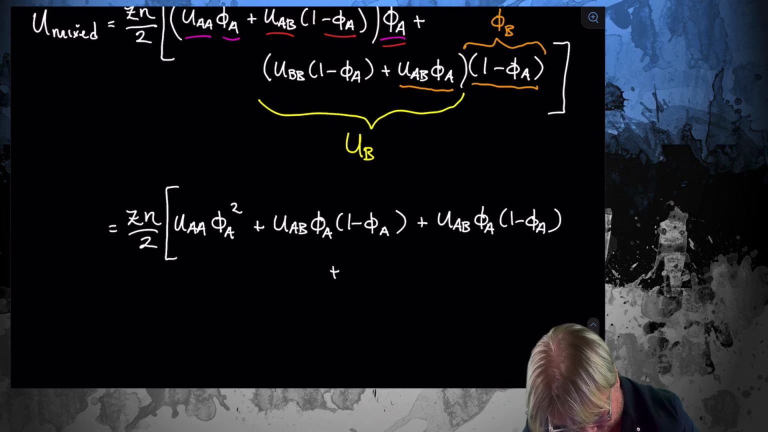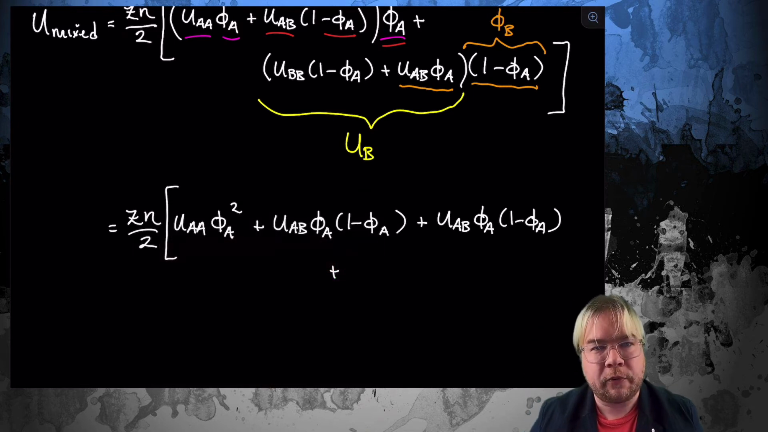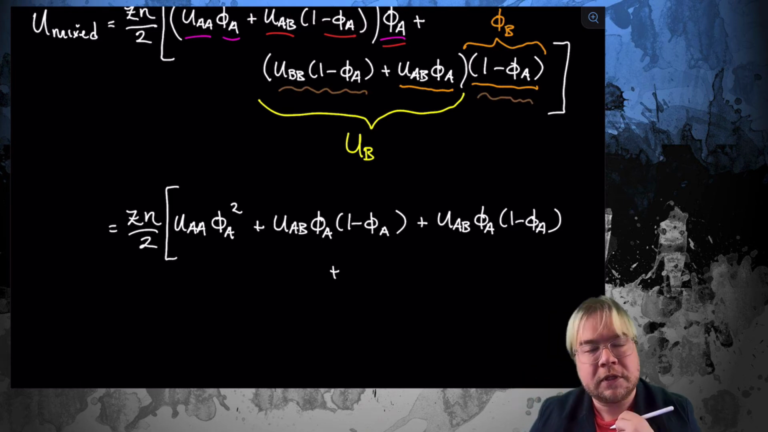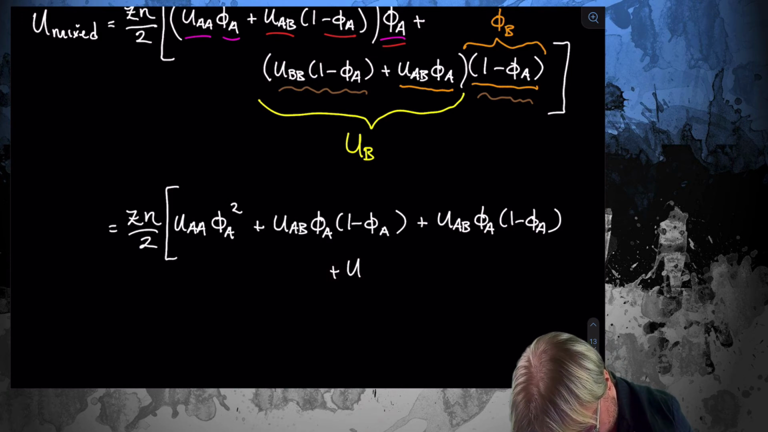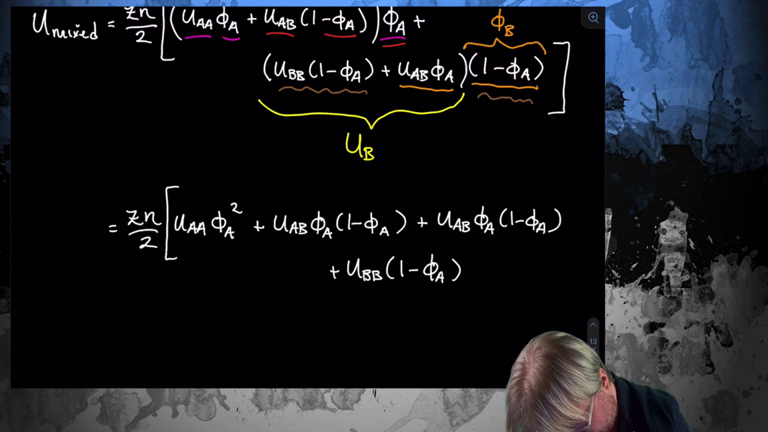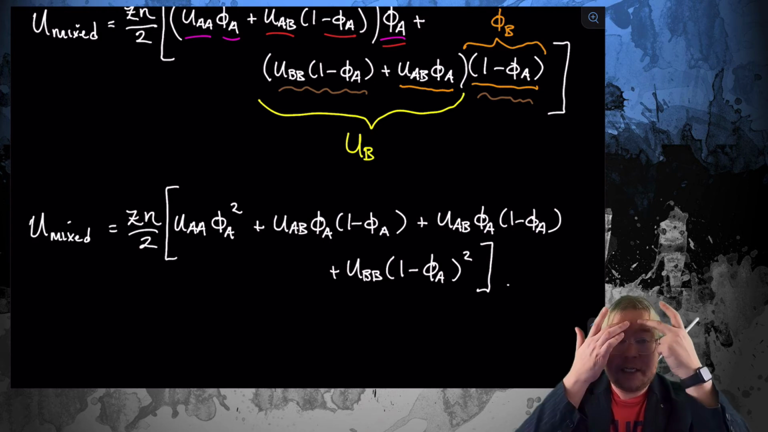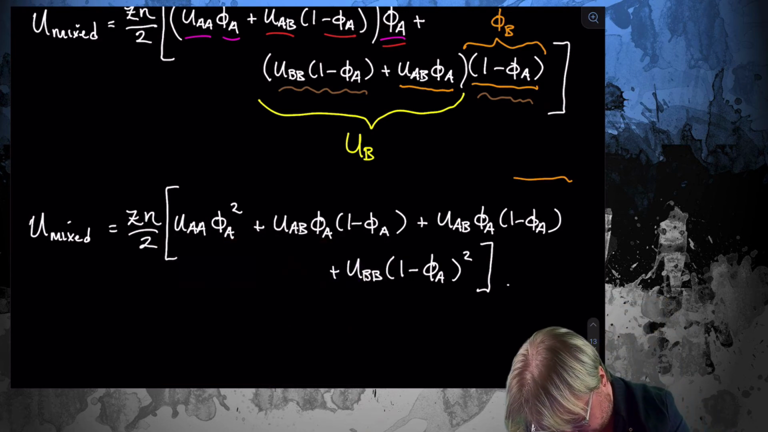And then one last term, which you can see, brown, let's pick brown. UBB times 1 minus phi A times 1 minus phi A. So one last term, UBB 1 minus phi A squared. And that is the energy in the mixed state, or that is the energy if the system was mixed. So this is going to be an important result for us.